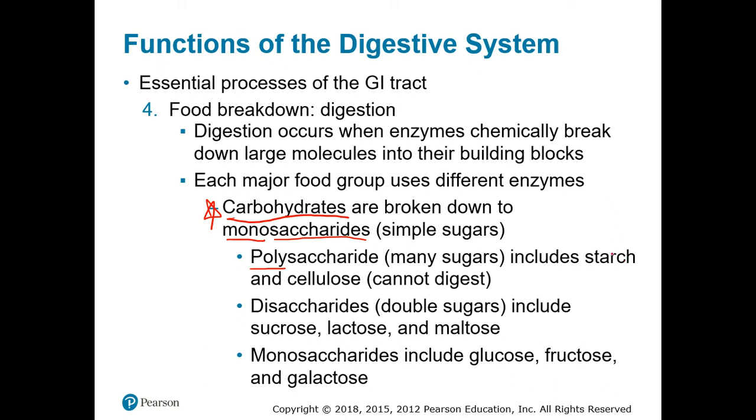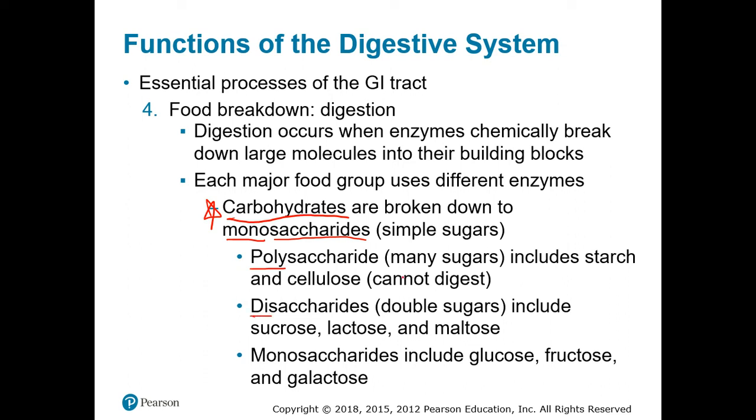So starch is found in potatoes or a lot of pastas. This is usually what you eat when you're getting ready for game day because it does provide you with quite a bit of energy. Cellulose is also a starch or also a polysaccharide, but we cannot digest cellulose. Instead, we actually use it as fiber to help move things through our digestive tract.